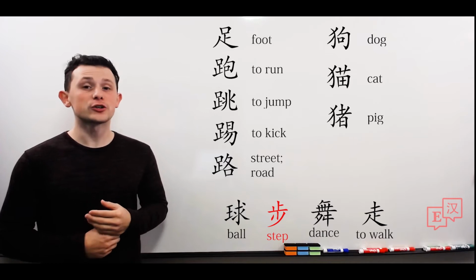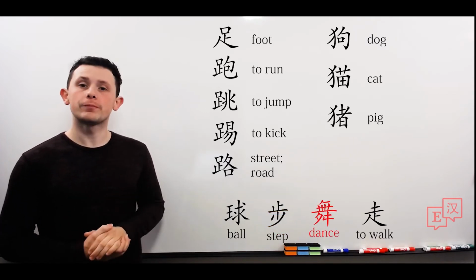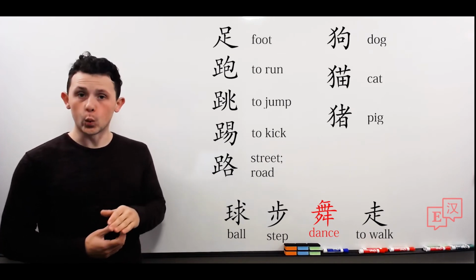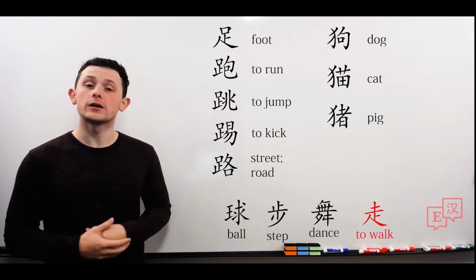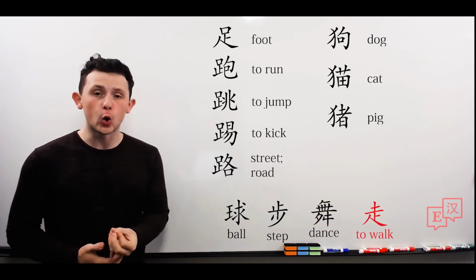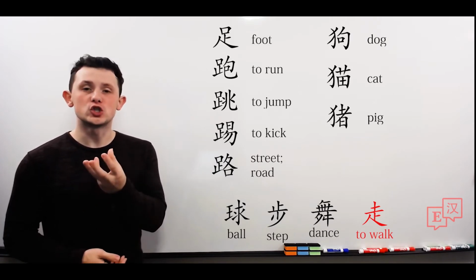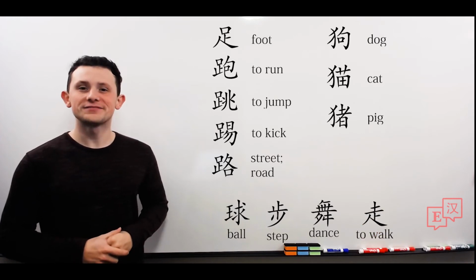Next, we have the character for a dance, pronounced wu. Wu. And last, we have the verb to walk, pronounced zhou. Zhou. And that is all for our characters.